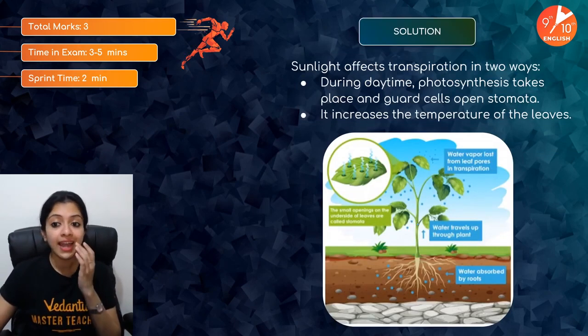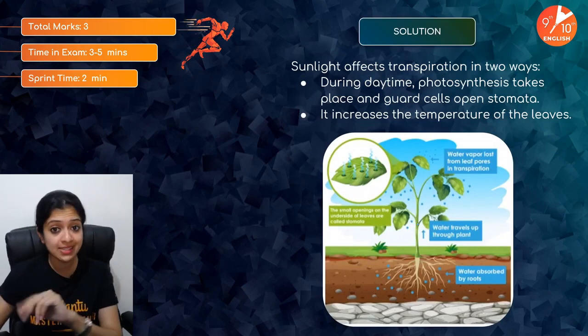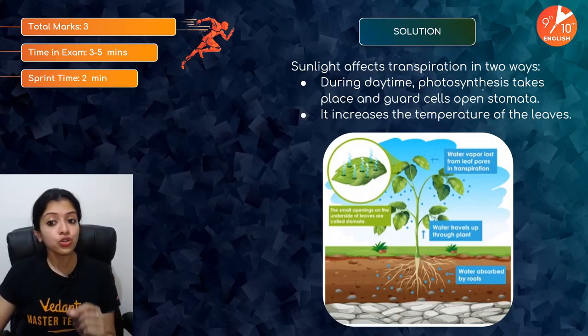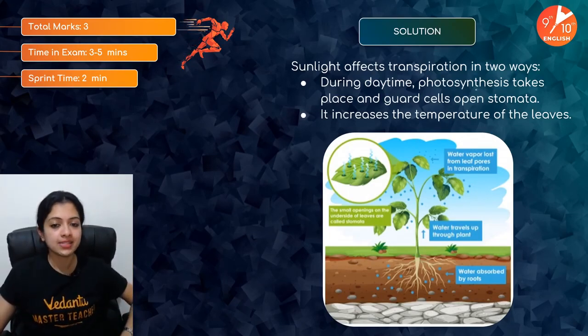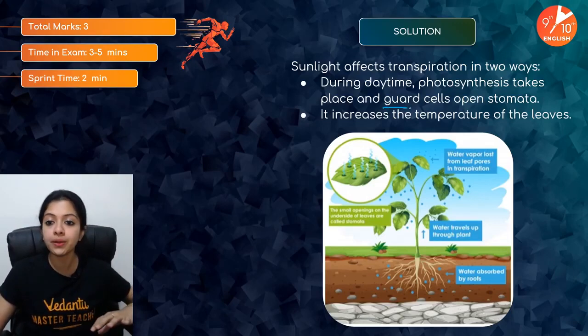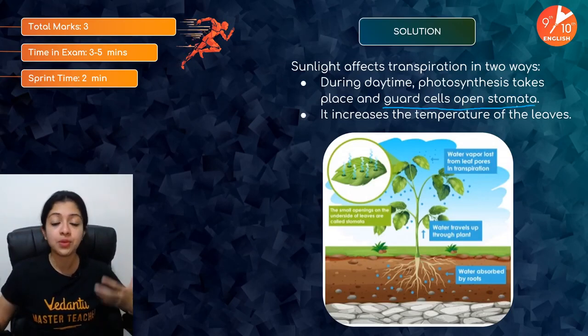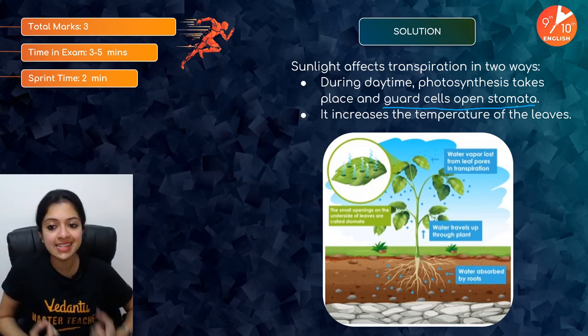Right, children? So sunlight affects transpiration in two ways. During daytime, photosynthesis takes place, and as a result, to take in carbon dioxide, guard cells open stomata. Guard cells remain turgid and they open stomata. This increases the temperature of the leaves.